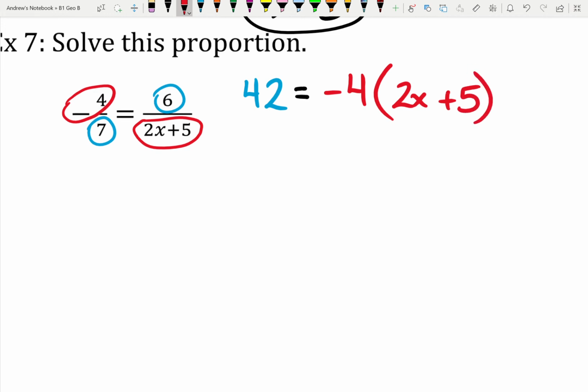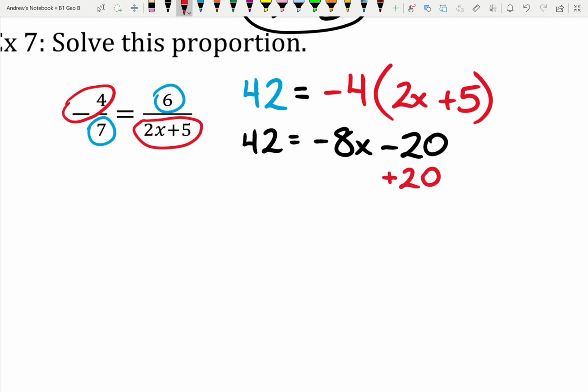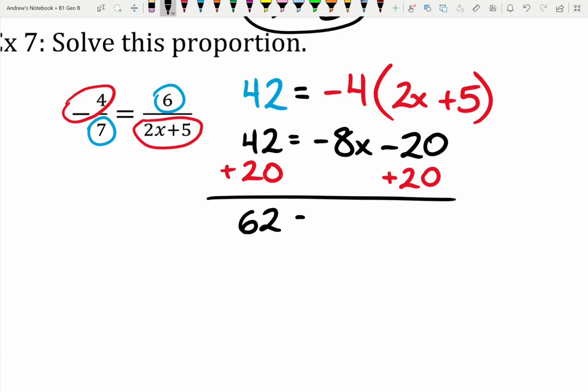Just like on the last one, I'm going to take that -4 and distribute it into those parentheses. So I'm going to get 42 equals -8x minus 20. In this case, all the x's are already on their own side, all the -8x's over on the right. What I then need to do is move all the other numbers to the left side. So I'm going to add 20 and move that on over, so we get 62 is equal to -8x.